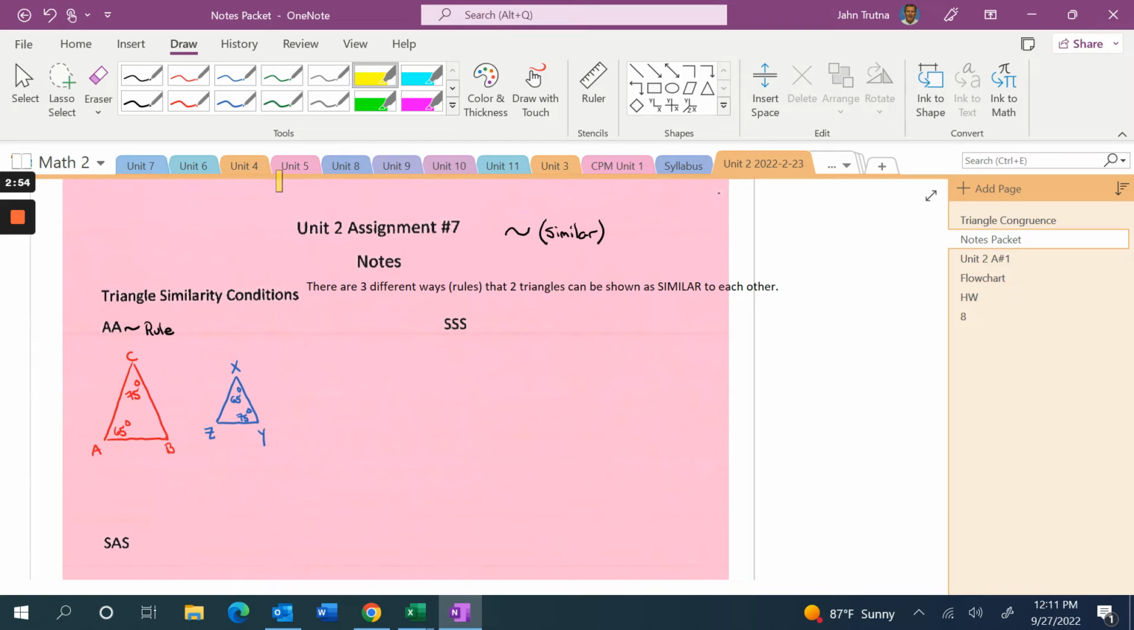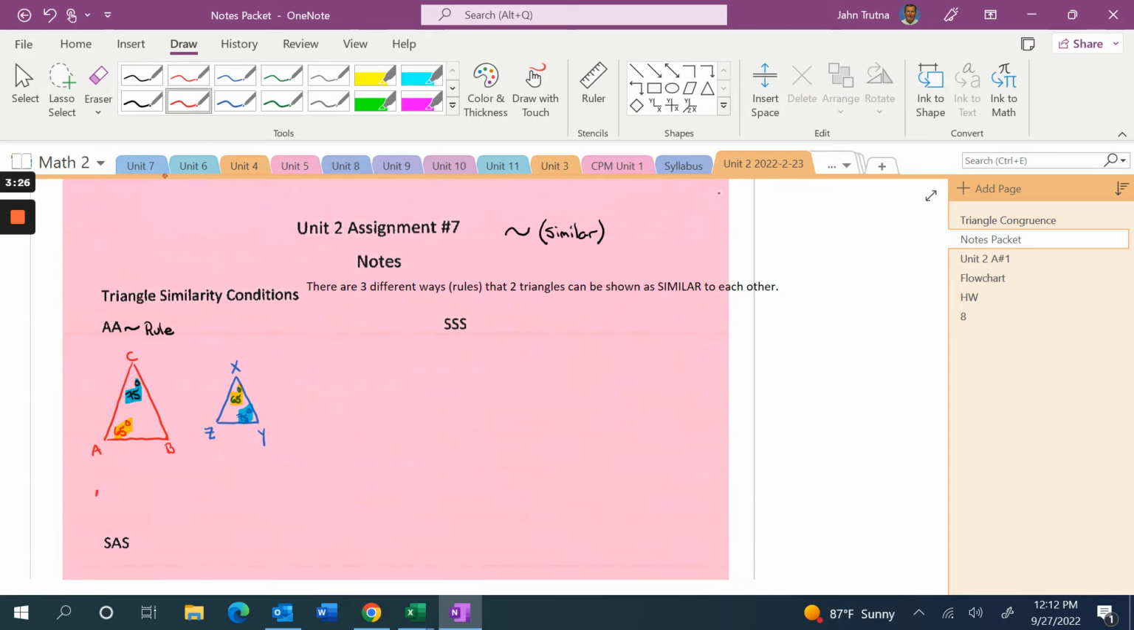Okay? So the AA similarity rule says that 2 triangles will be similar if 2 angles of one triangle are equal to 2 angles of another triangle. So you can see each triangle has a 65-degree angle. Each triangle has a 75-degree angle. So by the AA rule, these 2 triangles would be similar.